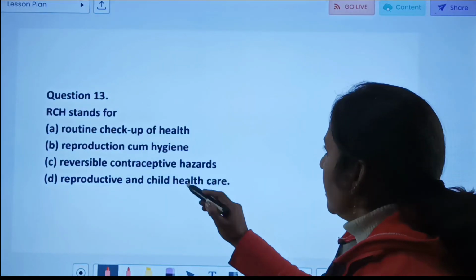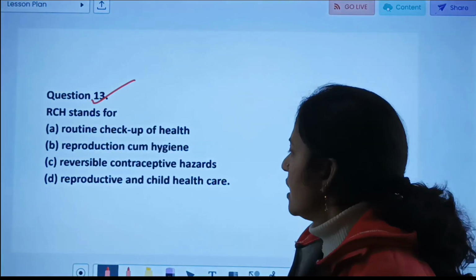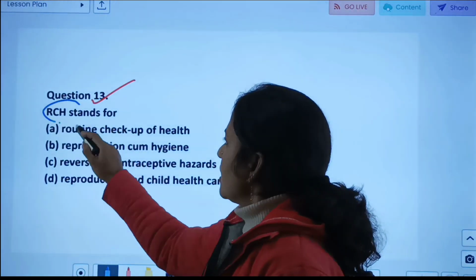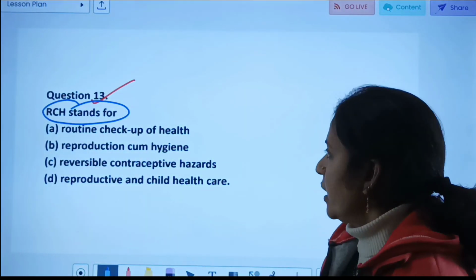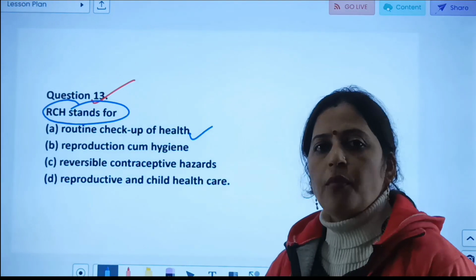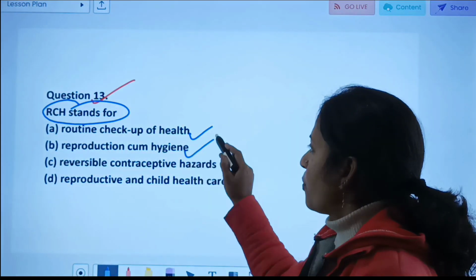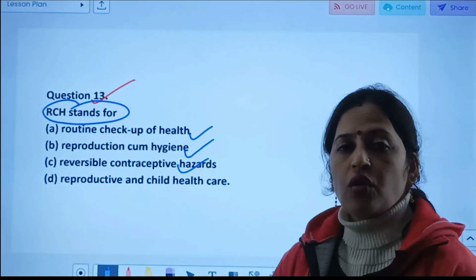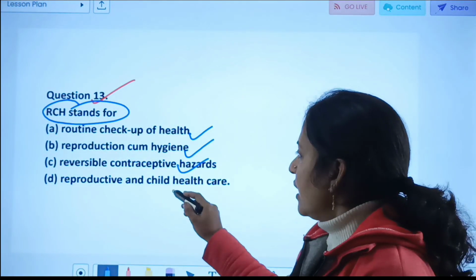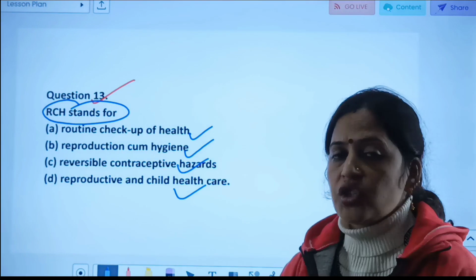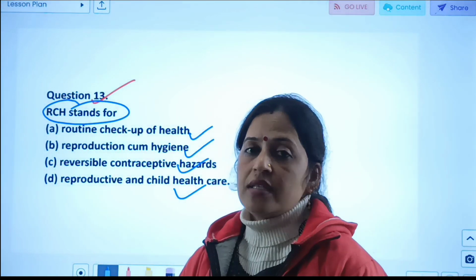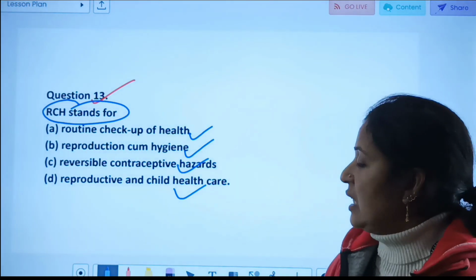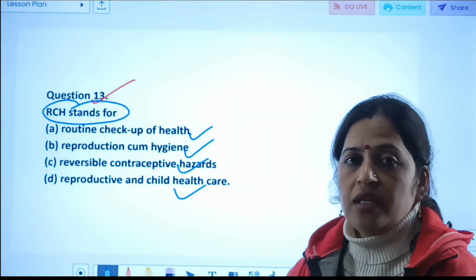Next is your question number 13. RCH stands for: number one, routine checkup of health, second one, reproduction cum hygiene, third one, reversible contraceptive hazards, and the last one is reproductive and child health care.